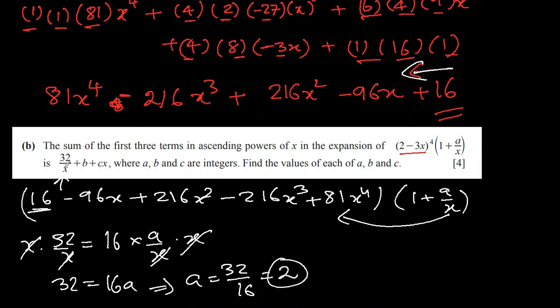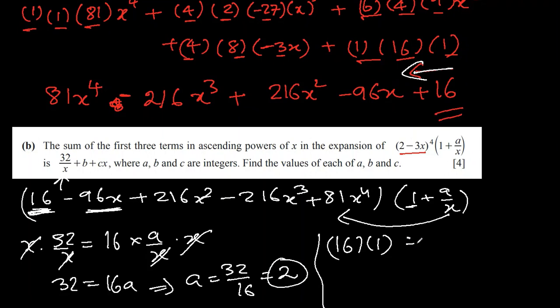Got it. b is a constant. Can you see? b is a constant. What will give you a constant? Let's see. If 16 multiplies with 1, it will give you a constant, right? So 16 multiplied by 1 is 16. What else will give you a constant? a over x multiplied by 96x, because x and x will cancel out.